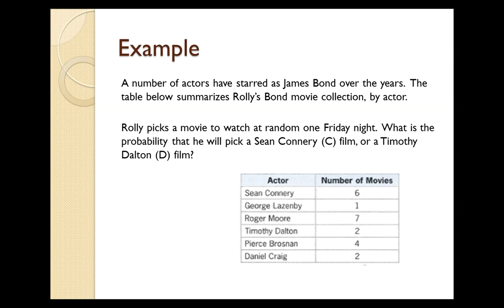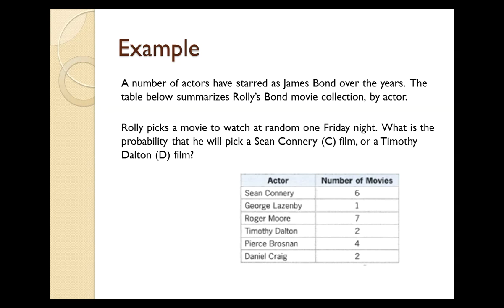Let's do another example. Here, a number of actors have played James Bond over the years. Daniel Craig is in his 4th or 5th one now that's recently coming out, but this table is a little outdated, but no big deal. This is just a collection that Raleigh has, and it's sorted by actor. So Sean Connery's been in 6 Bond movies, Roger Moore's been in 7. You can see the breakdown there.